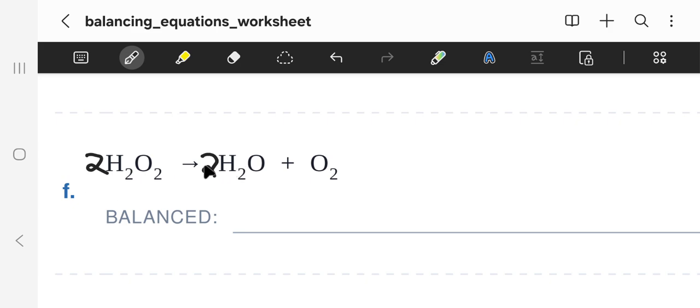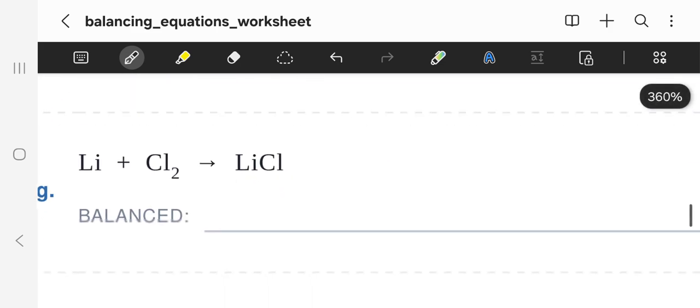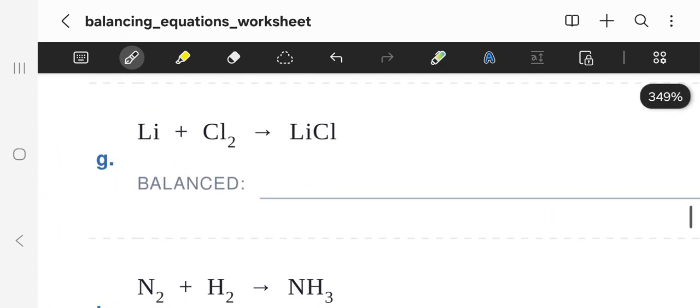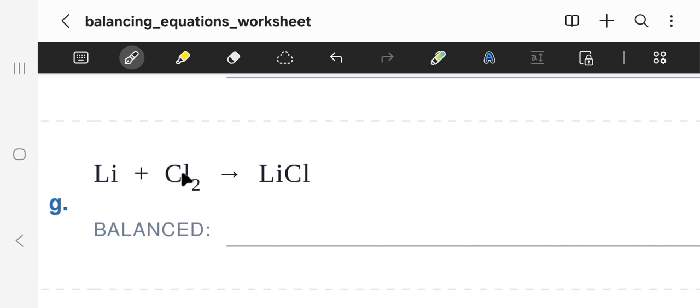Now you will realize that when I say 2 times 2 hydrogens, that's 4. The hydrogens are fine. Let's check the oxygens. For the oxygens, I have 2 times 2 oxygens. That's 4 oxygens. This side, I have 2 oxygens plus 2 oxygens. That's 4 oxygens. The equation is now going to be balanced. Okay, let's go to G. For G, guys, we have 2 chlorines, 1 lithium, 1 lithium. Chlorines are not balanced, so I have to put a 2 here.